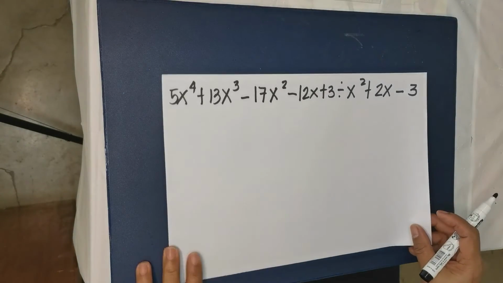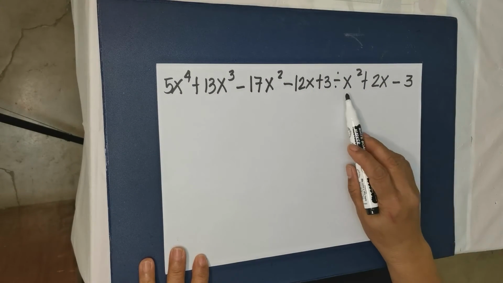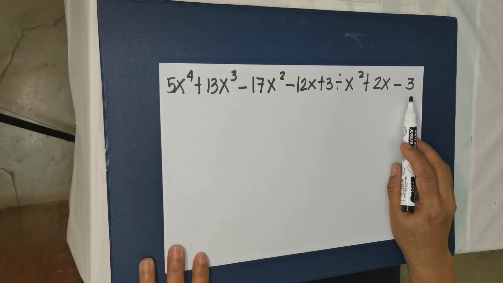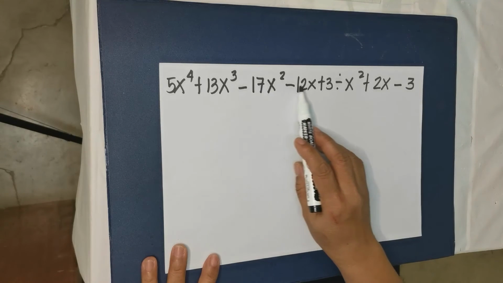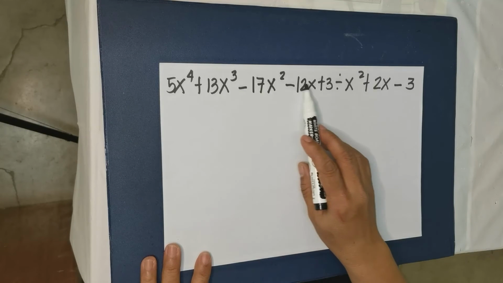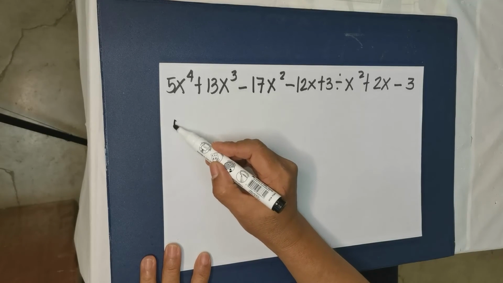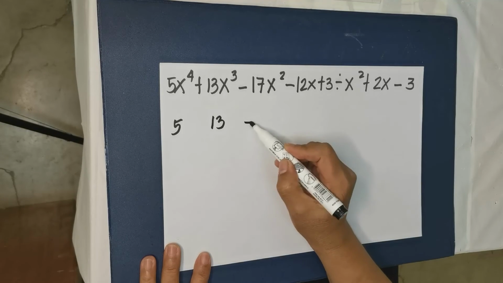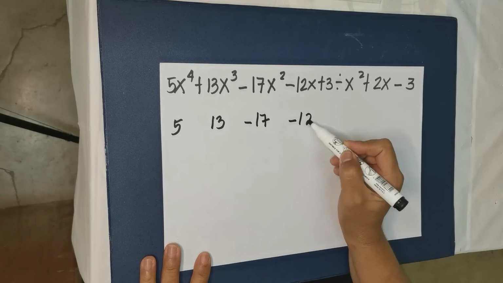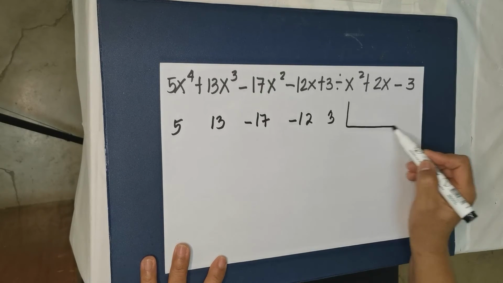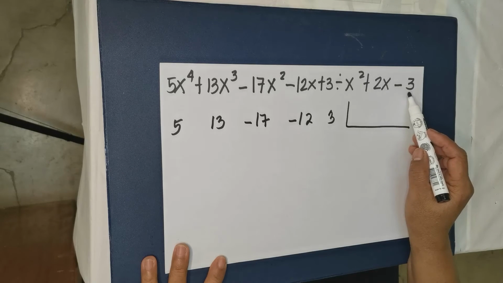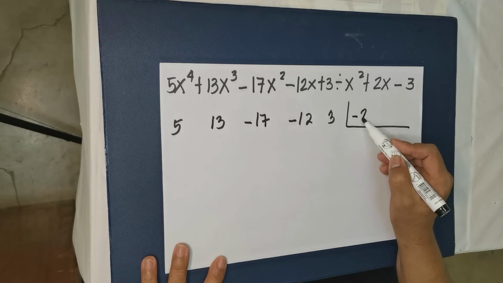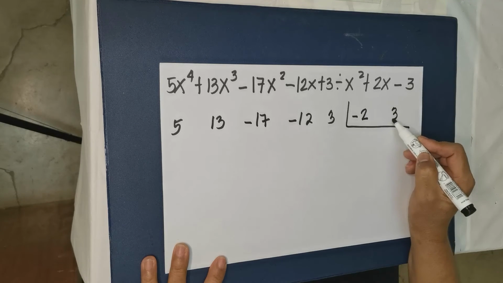Okay? So, we have here a more difficult problem wherein your divisor is already a trinomial. So, there are 3 terms in our divisor. Okay? So, inspect first the exponents of your given, but they are already arranged accordingly. So, we just bring down our 5, bring down 13, bring down negative 17, negative 12, and positive 3. So, since our divisor is trinomial, we just consider the second term and the last term. So, if this is positive, so we have there negative 2. If that is positive 3, so we have positive 3.